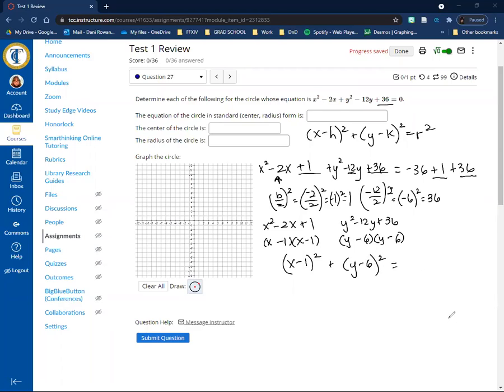Oh, okay. At the very top of the equation, when we have equals negative 36, why do we put the plus 1 and the plus 36 over there too? Remember how we added 1 and then we added 36? Whatever we add to one side, we have to add to the other. So whatever you add here to make that perfect square, we've got to add to the other side so that the equation stays the same.